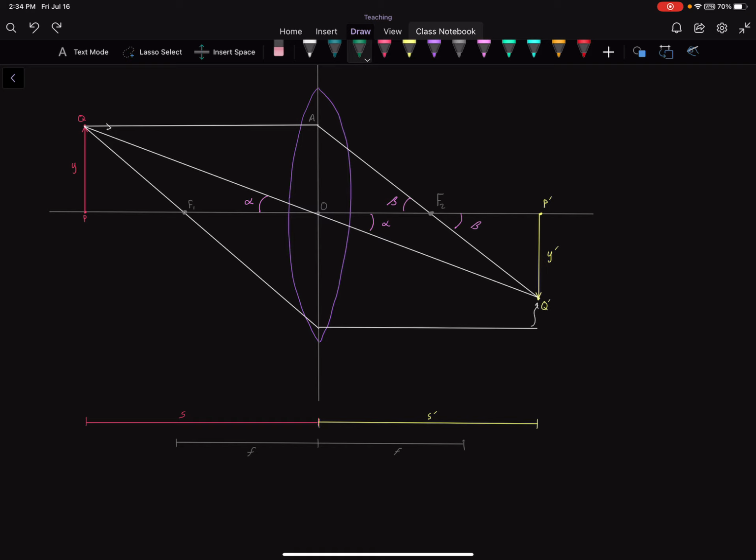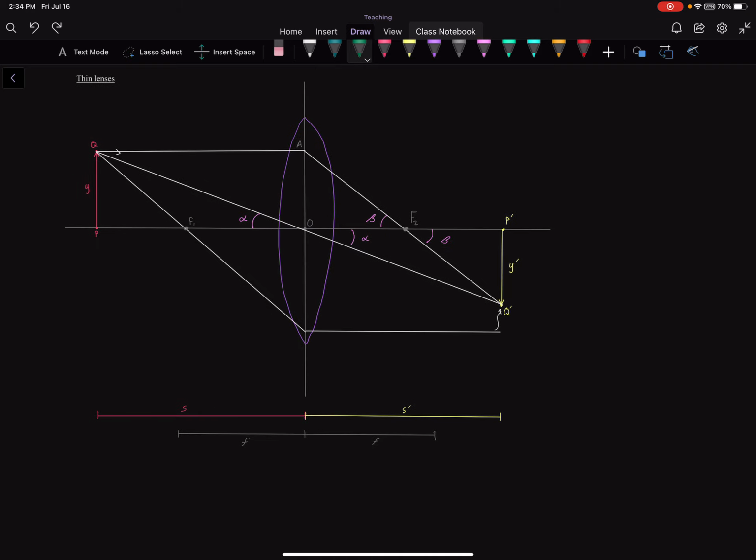So you can go see that picture for yourself if you'd like. But I'll just tell you that.